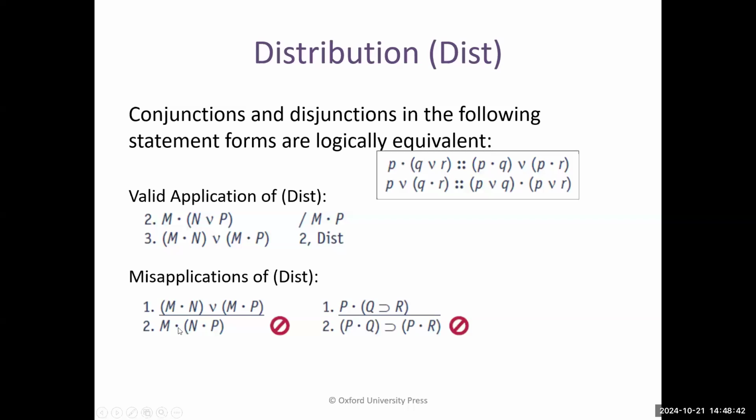What did they do wrong here in this misapplication? Let's see, we had M and N, or M and P. And it went to M and N and P. What's the mess up here? Well, all of a sudden we've got a line of dot, dot. Distribution involves dot and wedge. So this N and P should be N or P.